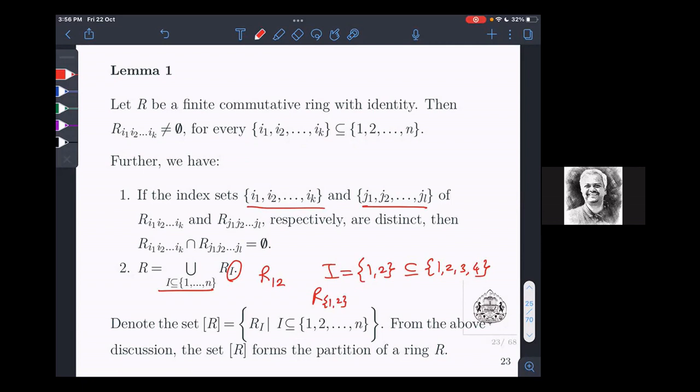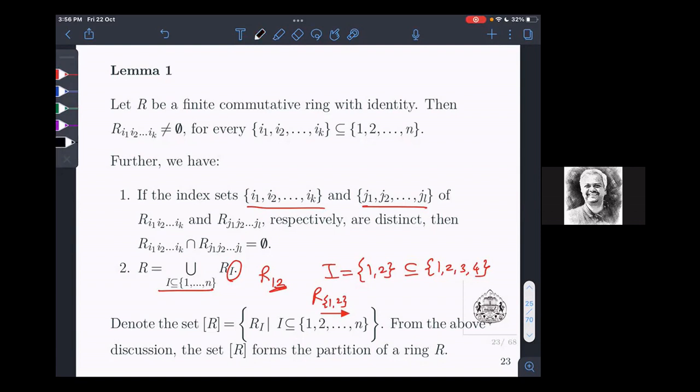Okay. So hopefully these things are clear to you. Though I'm writing Ri, this is a set, but while writing it, I don't prefer to write this set. I prefer to write 1, 2. Is this part clear? This is a little bit of abuse of notation.